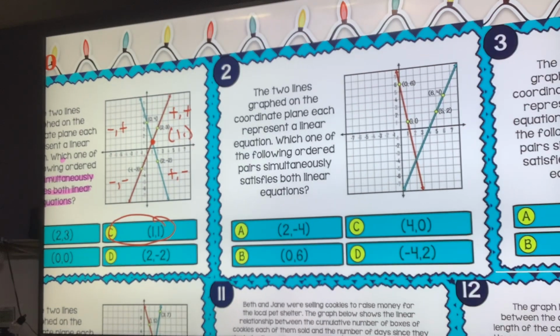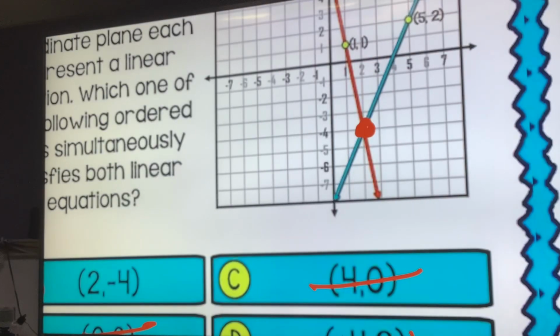Number 2, we are just looking at where they intersect. I see it's a positive, negative. It is not sitting on an axis, so I know it's not going to have a 0 in it. So automatically, I know it has to be A. But if I am looking here, I see I walk 2, so my X is 2. And my Y, I went down, so it's negative, is negative 4.